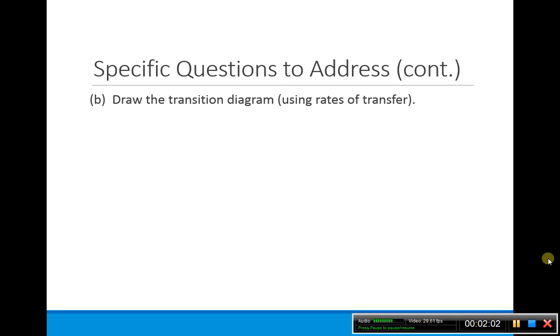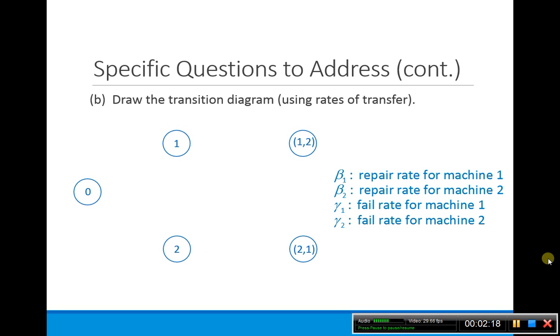The next question is, how do we draw a transition diagram using the rates of transfer? First of all, we need our states. So here's all of our different states: no copiers failed, copier 1 failed, copier 2 failed, and then both copiers have failed, keeping track of which order they failed. Just to remind us of what the rates are, we have our fail rates and our repair rates.